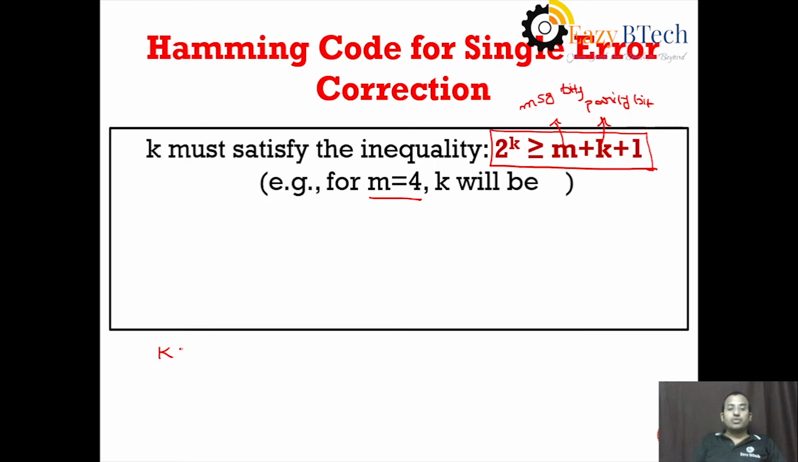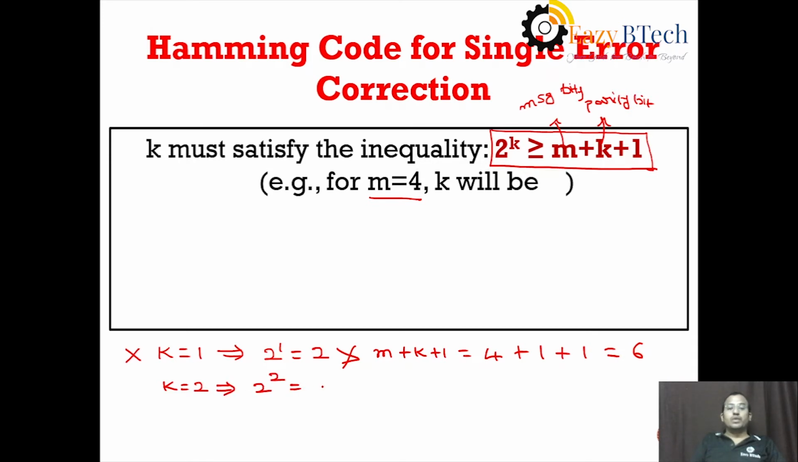If we take k equal to 1, let us see whether it satisfies the relation. 2 power 1 is 2. What about m plus k plus 1? M is 4, k is 1, plus 1, so that is 6. So 2 is not greater than 6, so k is not 1. If we take k equal to 2, then 2 power 2 is 4. M plus k plus 1 is 4 plus 2 plus 1, so 7. Again 4 is not greater than 7, so k equal to 2 is also not correct.